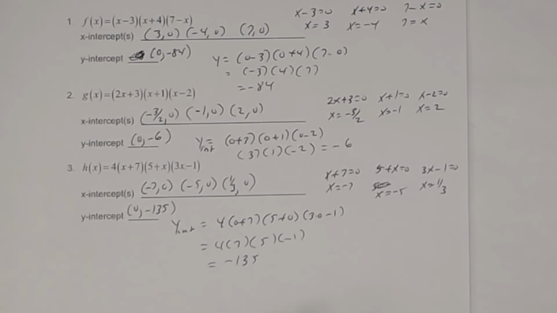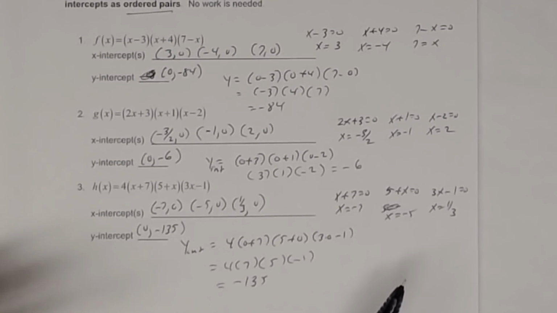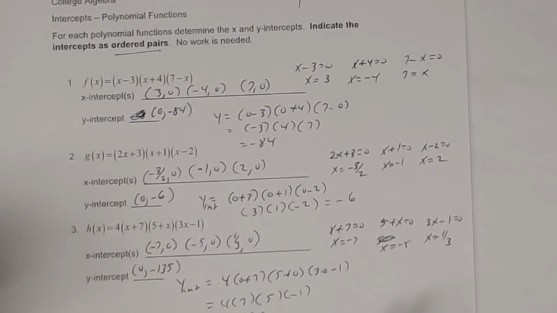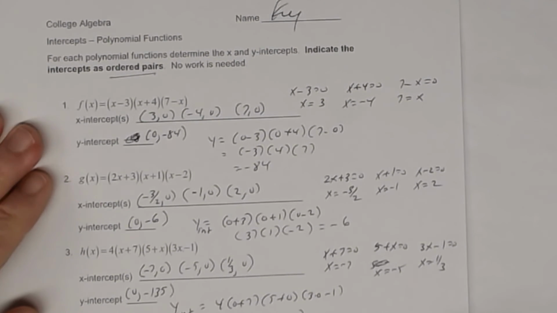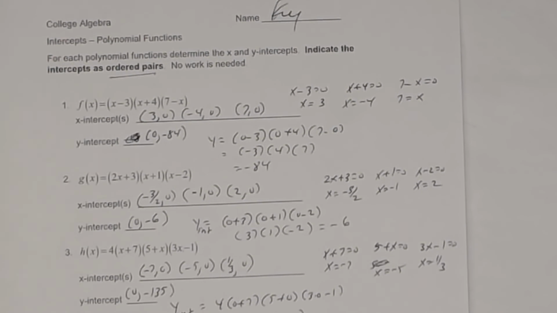All right, and that is it. So that is the key. So that was an easy worksheet because it was already in factored form. But that's the worksheet on intercepts of polynomial functions.